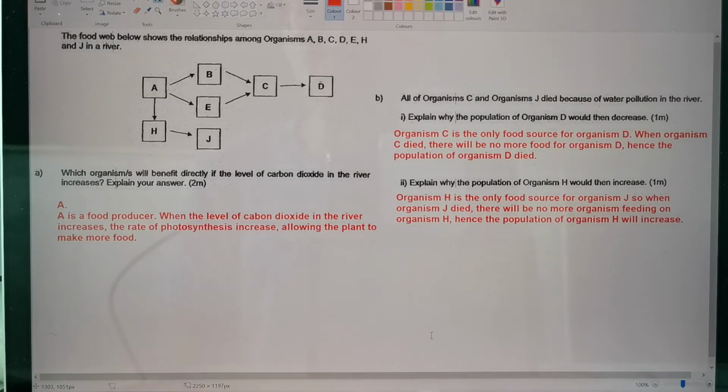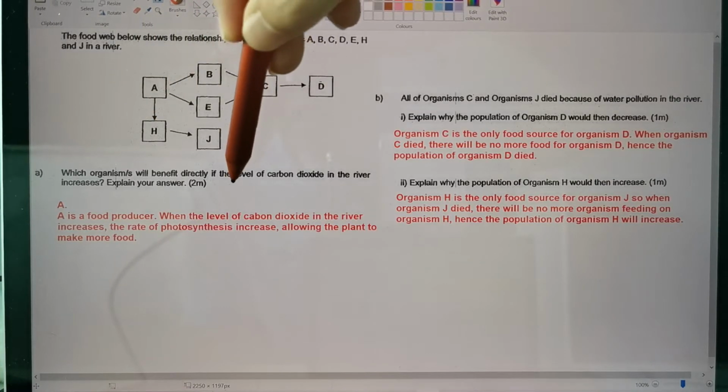The food web below shows the relationships between organisms A, B, C, D, E, H, and J in a river. Which organism or organisms will benefit directly if the level of carbon dioxide in the river increases? Explain your answer. Now, I'm going to use a different color to show you.